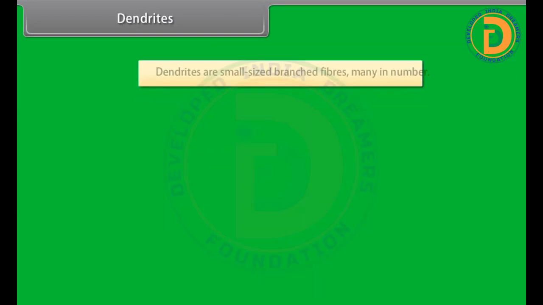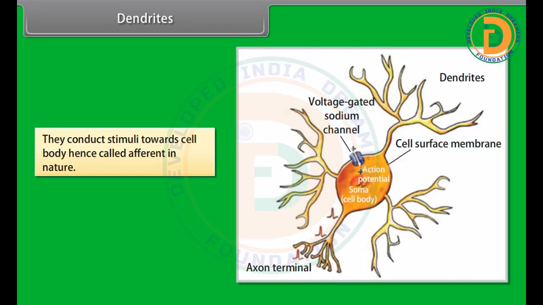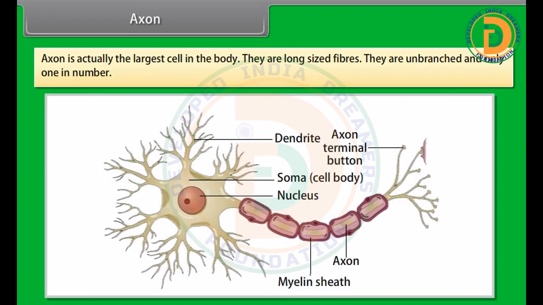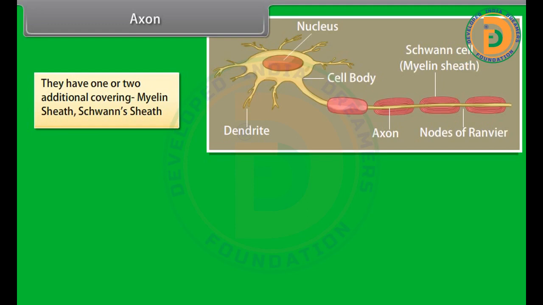Dendrites. Dendrites are small-sized branched fibers, many in number. They conduct stimuli to the cell body, hence called afferent in nature. Axon. Axon is actually the largest cell in the body. They are long-sized fibers. They are unbranched and only 1 in number. They conduct stimuli from the cell body towards other neurons, hence it is called efferent in nature. They have one or two additional coverings: myelin sheath, Schwann sheath.